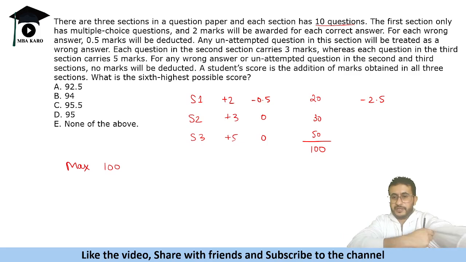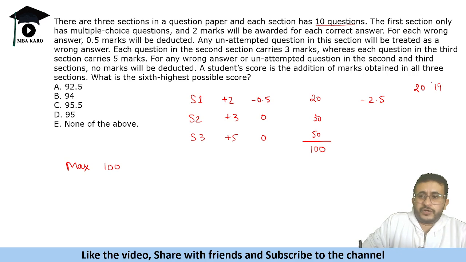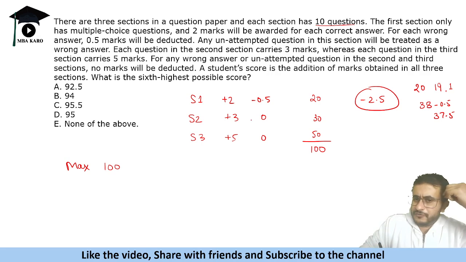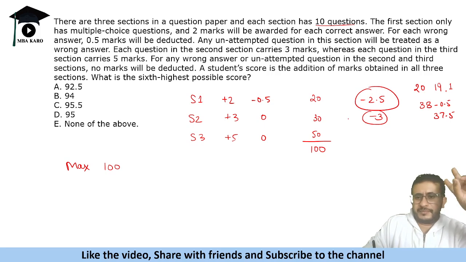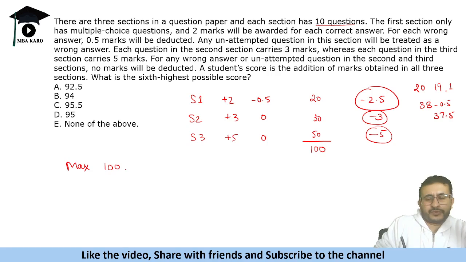ठीक है, if you attempt all questions, let us say you attempted all 10 questions, so you will get 20. But if you attempted 19 questions or you did 19 correct and 1 incorrect, so you will get 19 into 2, 38 minus 0.5, 37.5. So you lose 0.25. Okay. In this case, if you do not attempt a question, you do it wrong, you will lose 3 marks. In this case, you will lose 5 marks. So these are the possible deductions. So maximum possible score is 100.